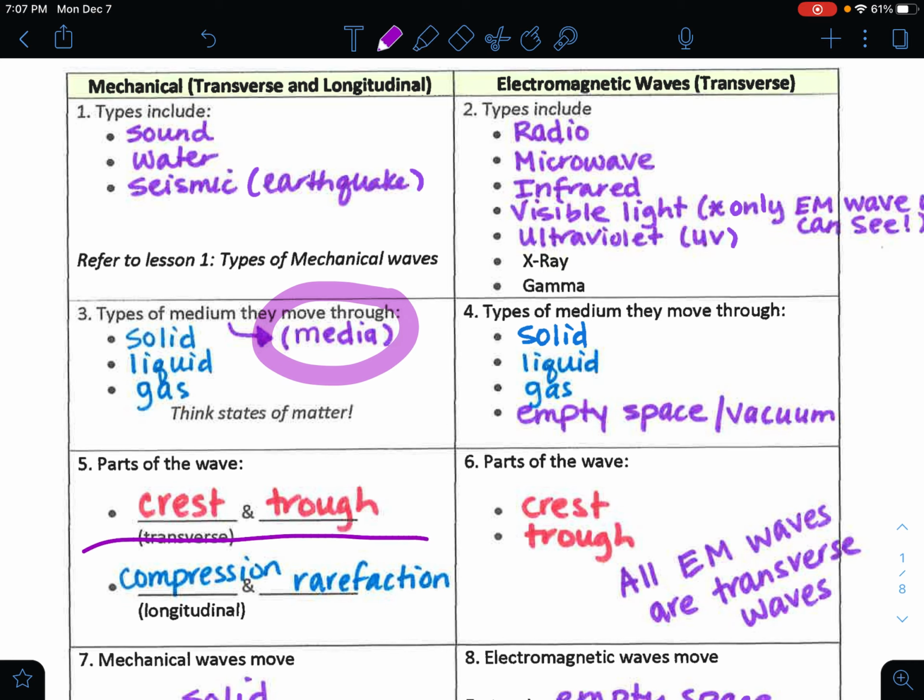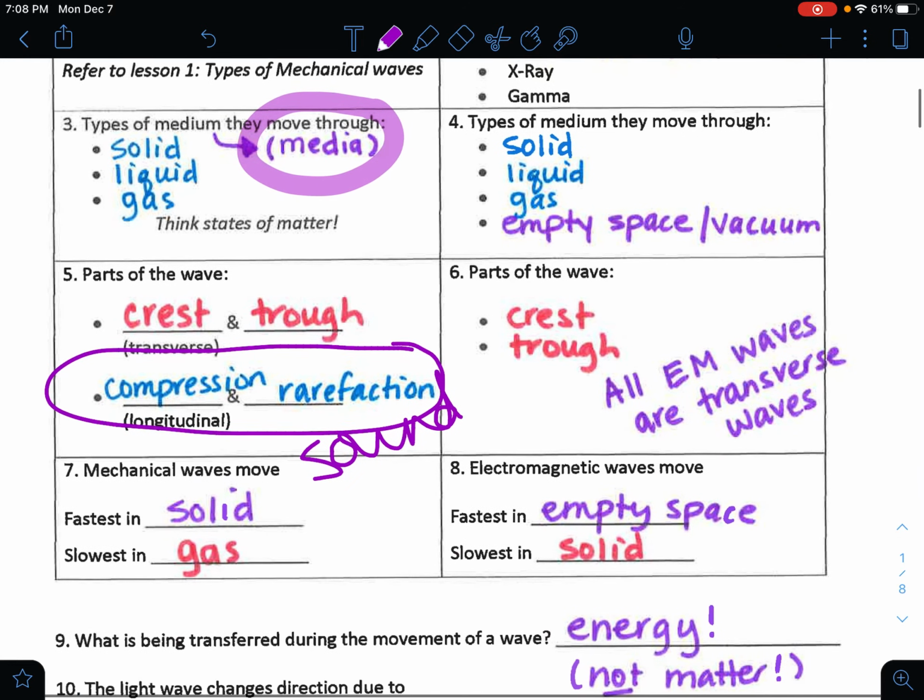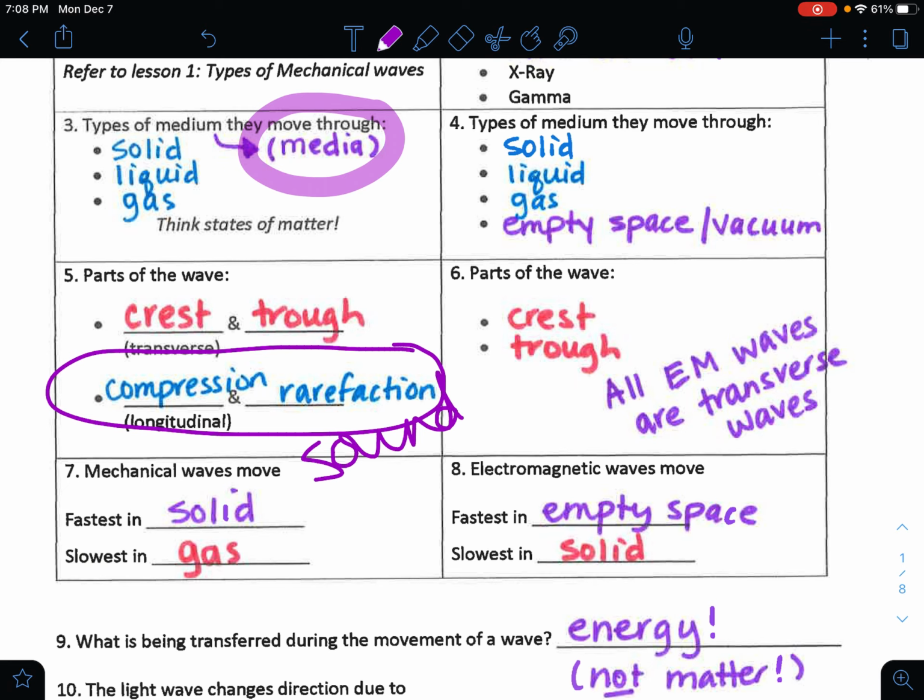So it really is just this here, which is going to be our sound wave, right? Our sound wave has different parts, a compression and rarefaction. Otherwise, all the other types of waves that we looked at have a crest and trough, okay?